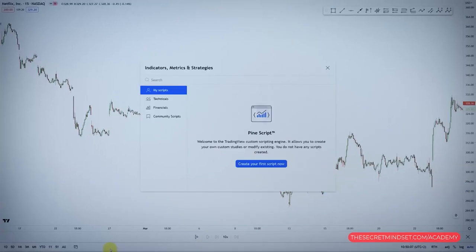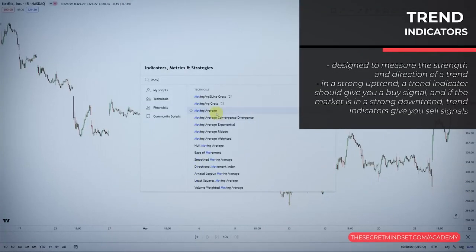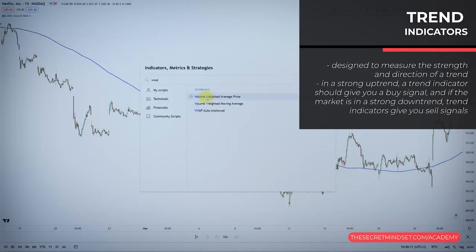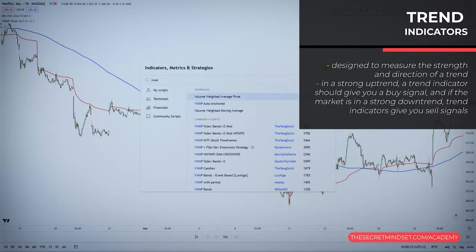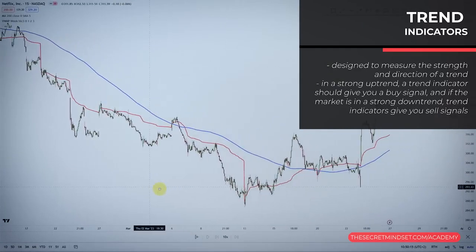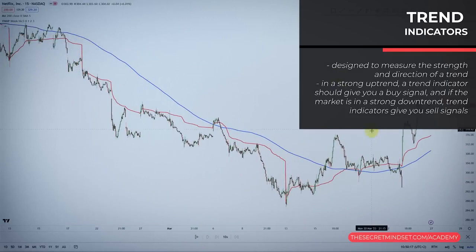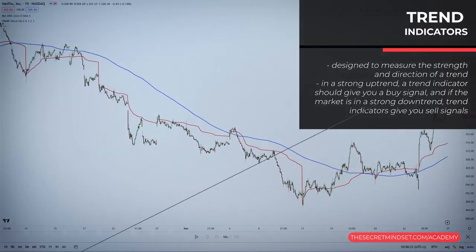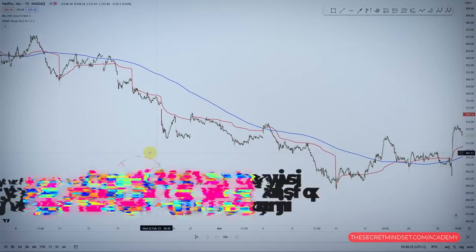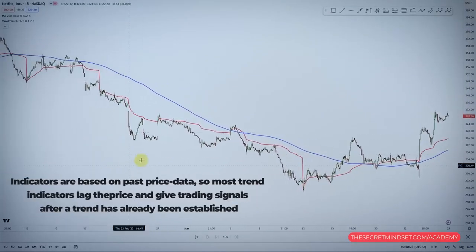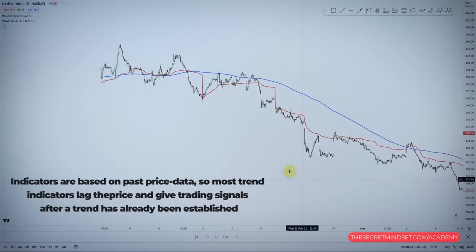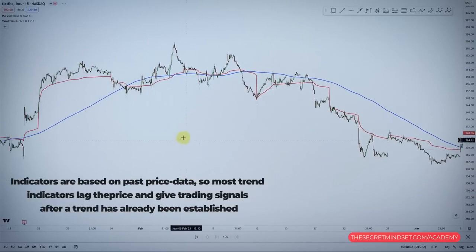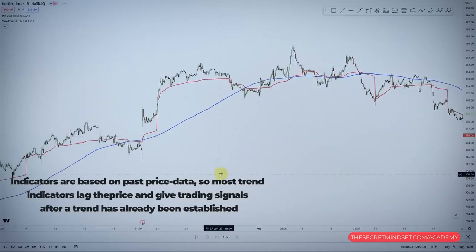Trend indicators are designed to measure the strength and direction of a trend. If a market is in a strong uptrend, a trend indicator should give you a buy signal. And if the market is in a strong downtrend, trend indicators give you sell signals. But here's the main problem. Indicators are based on past price data, so most trend indicators lag the price and give trading signals after a trend has already been established.